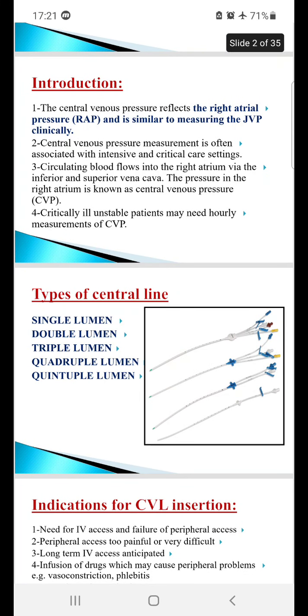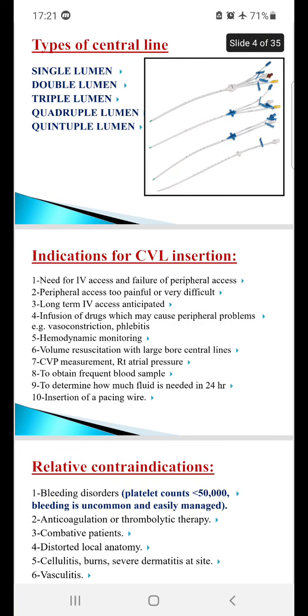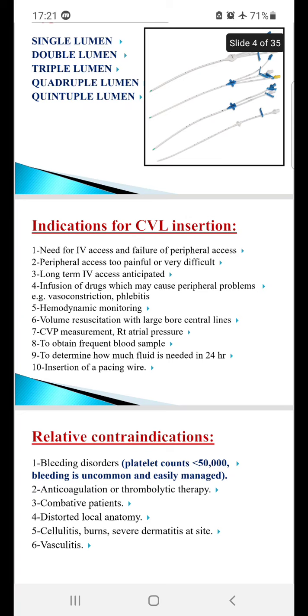Types of central line: single, double, triple, quadruple, and quintuple lumen. Indications for central venous line insertion: need for IV access and failure of peripheral access, peripheral access too painful or very difficult, long-term IV access anticipated, infusion of drugs which may cause peripheral problems such as vasoconstriction and phlebitis, hemodynamic monitoring, volume resuscitation with large-bore central lines, CVP measurement of right atrial pressure, to obtain frequent blood samples to determine how much fluid is needed in 24 hours, and insertion of a pacing wire.